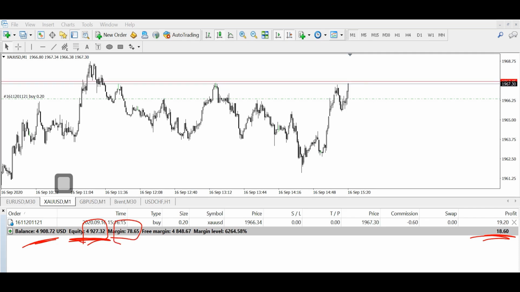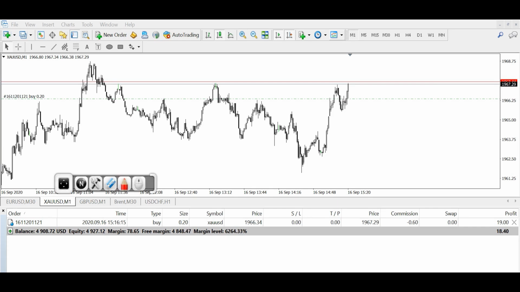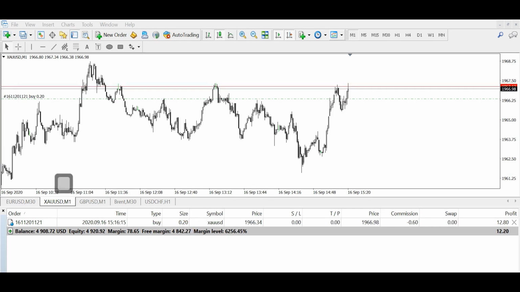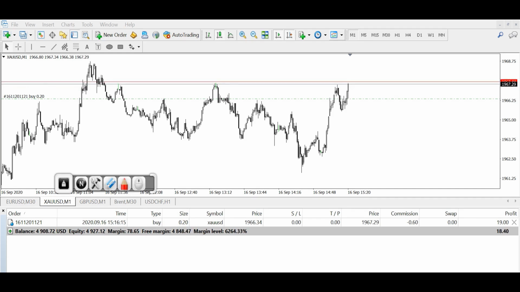Our required margin was $78, right? So even with this lot size, we only needed $78, and free margin means what's left over. Free margin is $4,843. Here, our free margin means our available margin, and our margin level is shown as a percentage. If it drops below 70%, the broker, like the one we're working with now, will margin call us.